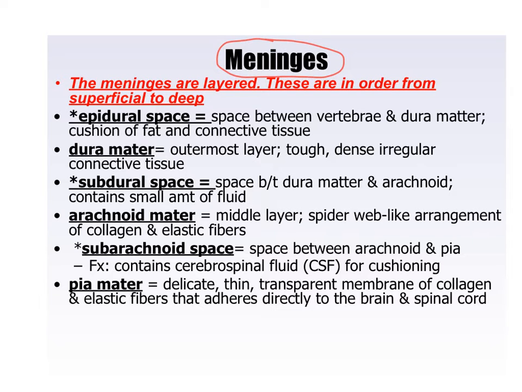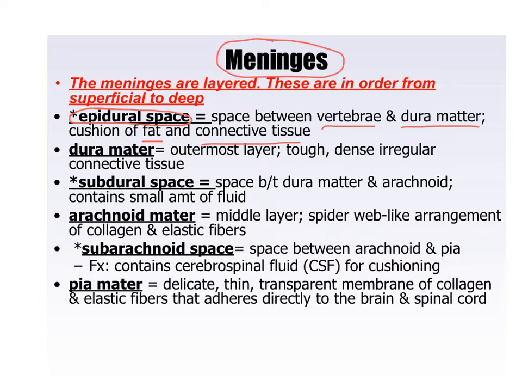So the very most superficial, so this is the closest to the surface of the skin, is called the epidural space. And that's the space between the bony vertebra and the first layer of the meninges called the dura mater. And it's made of fat and connective tissue. So even though it's a space, there is fat and there are blood vessels in there as well.